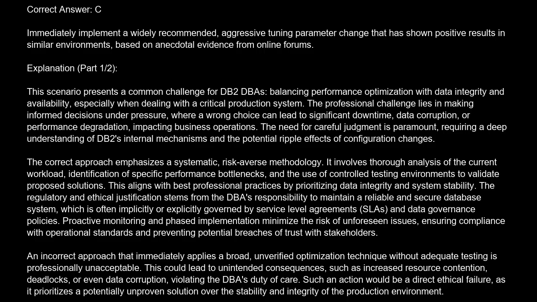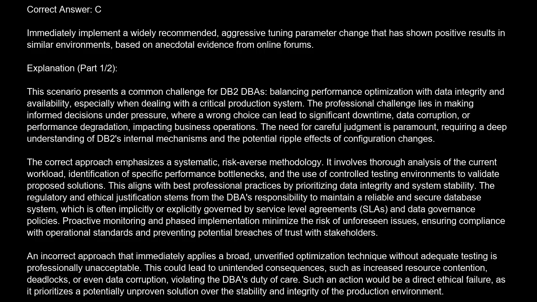The professional challenge lies in making informed decisions under pressure, where a wrong choice can lead to significant downtime, data corruption, or performance degradation, impacting business operations. The need for careful judgment is paramount, requiring a deep understanding of DB2 internal mechanisms and the potential ripple effects of configuration changes. The correct approach emphasizes a systematic, risk-averse methodology. It involves thorough analysis of the current workload, identification of specific performance bottlenecks, and the use of controlled testing environments to validate proposed solutions. This aligns with best professional practices by prioritizing data integrity and system stability.